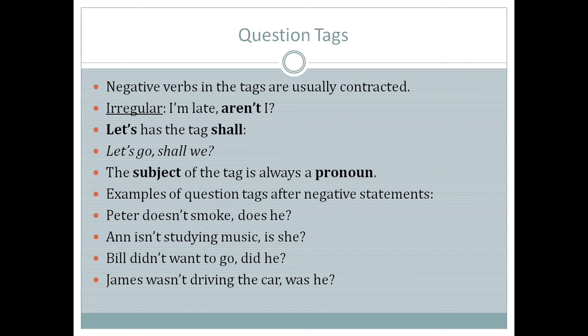Examples of question tags after negative statements. Peter doesn't smoke, does he? Anne isn't studying music, is she? Bill didn't want to go, did he? James wasn't driving the car, was he?